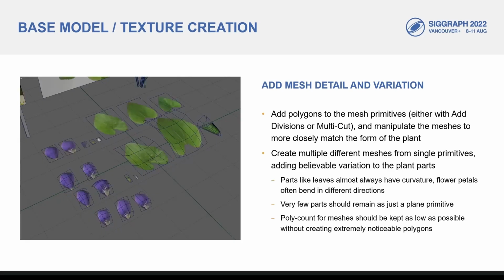A full library of individual plant parts with polys added could look something like this. In the case of our blue violet, we have that cylindrical leaf. We've got a nice large bending leaf, and we've got quite a few different versions of the flower petal just because they bend in so many different ways that it's really important to capture that in the actual model.